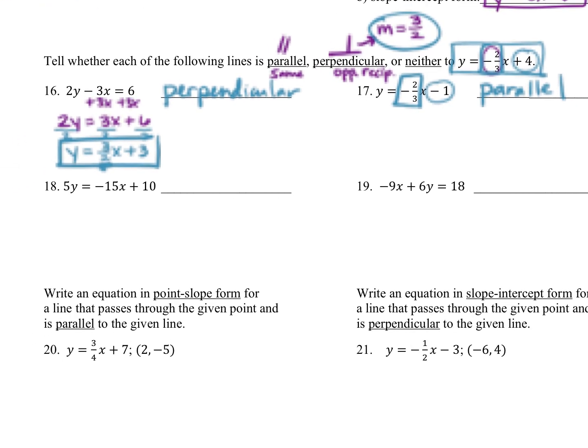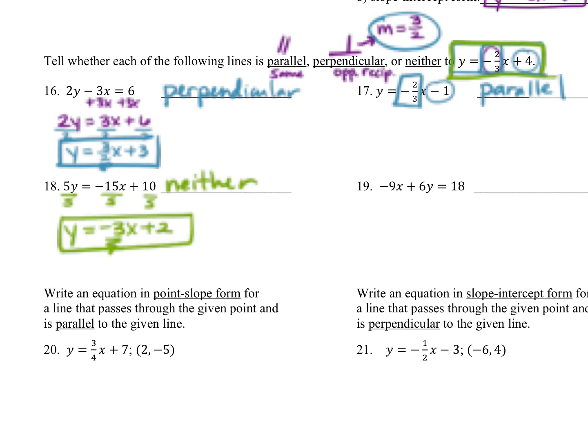All right, number 18. All you have to do on this one is isolate the y. So divide everything by 5. So y equals negative 3x plus 2. Okay, so we have this equation compared to this equation. So a slope of negative 3 is not the opposite reciprocal of a negative 2/3. It's not the same as a negative 2/3. So this would just be, it's neither. It's not parallel, it's not perpendicular, it is neither one.